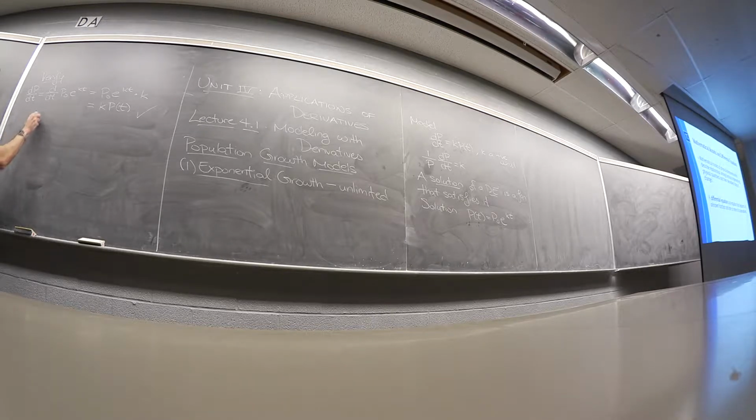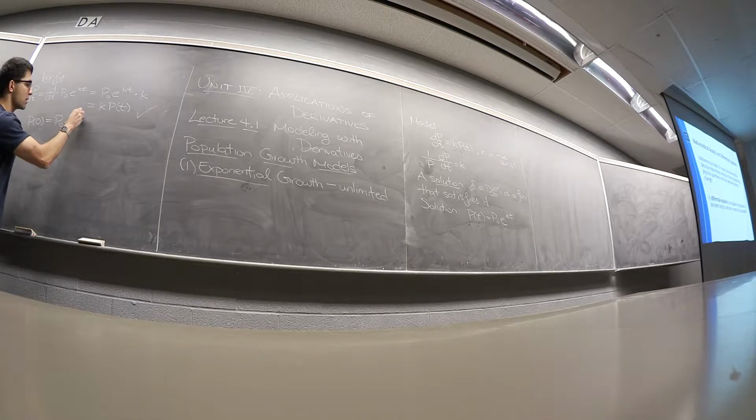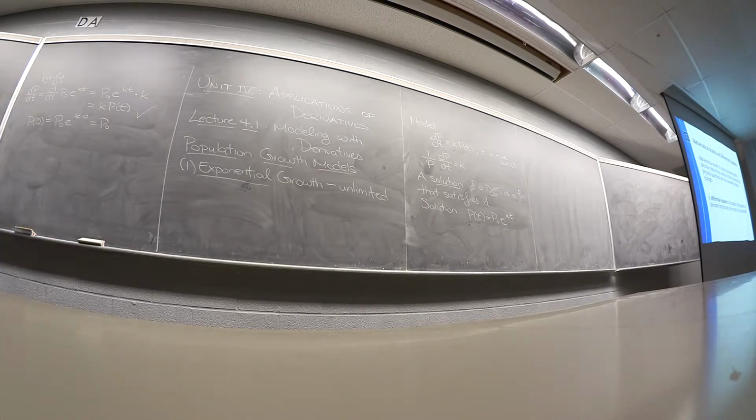What is P0? If I evaluate that thing at 0, what do I get? P naught e to the k0. That's 0. E to the 0 is 1. P naught times 1 is P naught. So P naught is just the initial population size. Okay?